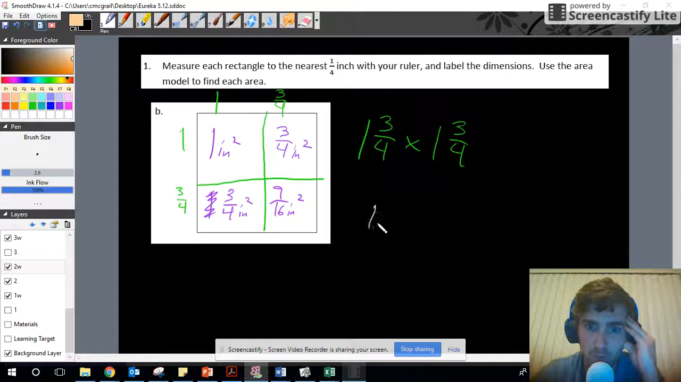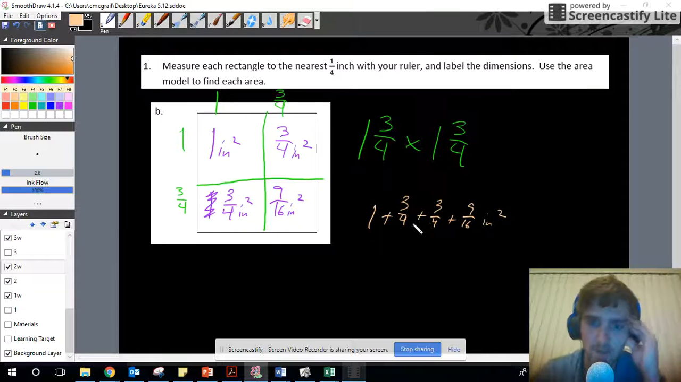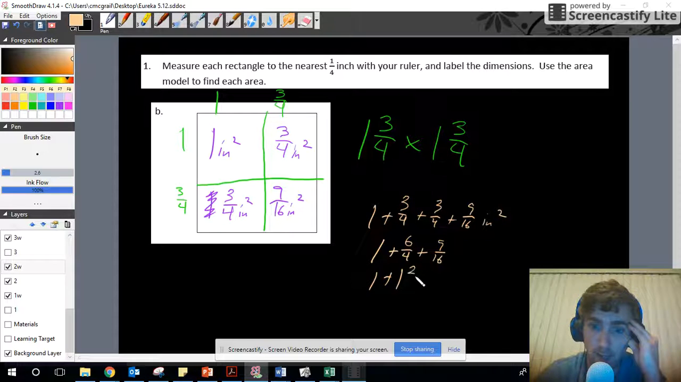I need to do 1 plus 3/4 plus 3/4 plus 9/16. And these are all square inches. This is challenging because I have multiple fractions. I can tell that these are going to add up to be more than 1, and I don't have a common denominator. So the first thing I'm going to do is add up all the fractions that have a common denominator. So 1 plus, 3/4 plus 3/4 is 6/4, plus 9/16. I also know that 6/4 is the same as 1 2/4, so 1 plus 1 2/4 plus 9/16.